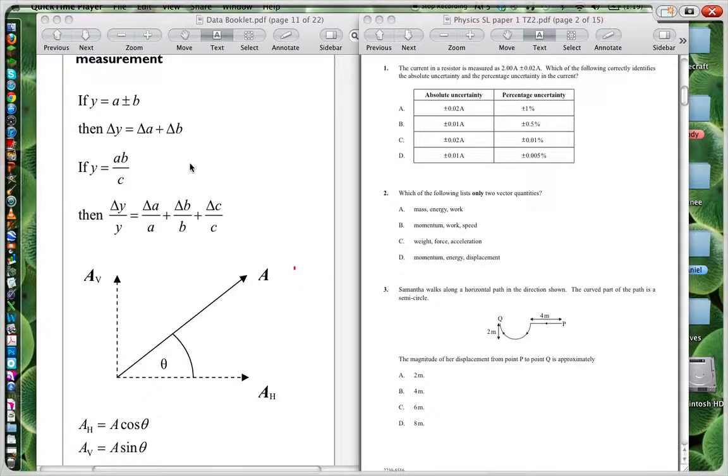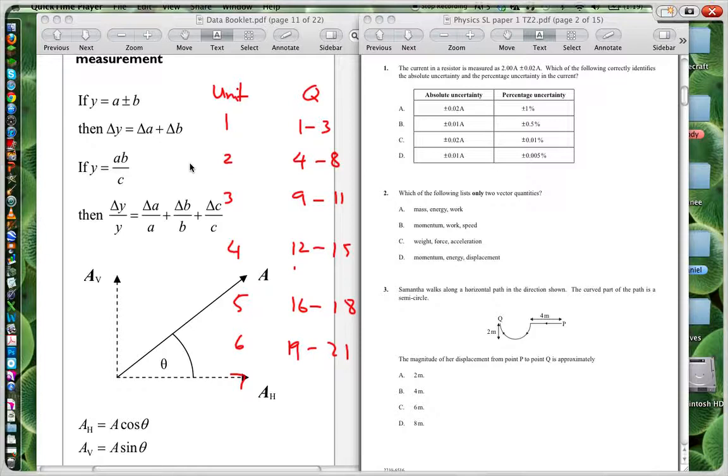of order. We have for Unit 1 usually questions 1 to 3, Unit 2 questions 4 to 8, Unit 3 questions 9 to 11. This is usually how it works. Unit 4 is questions 12 to 15, Unit 5 16 to 18, Unit 6 19 to 21, Unit 7 22 to 24, and Unit 8 we have from 25 to 30.